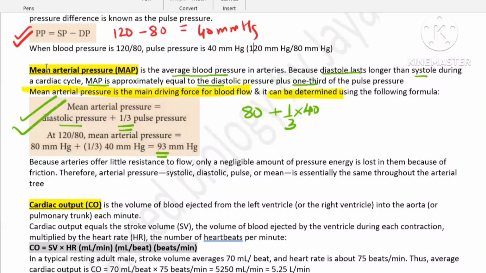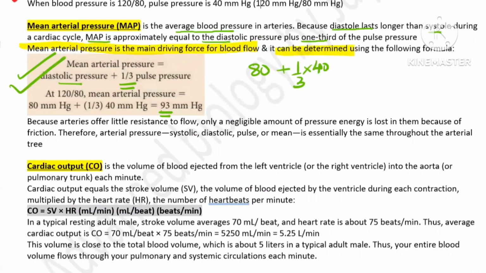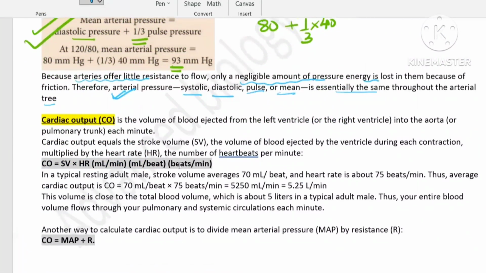Now, if you see, arteries are the ones which offer very little resistance. Arteries, especially elastic arteries, are working as a pressure reservoir. They are not offering any resistance. Resistance is the work of the arterioles. So arteries offer very little resistance, so a negligible amount of pressure energy is lost. Therefore, arterial pressure, like systolic, diastolic, pulse pressure or mean pressure, is the same throughout the arterial tree. Clear?